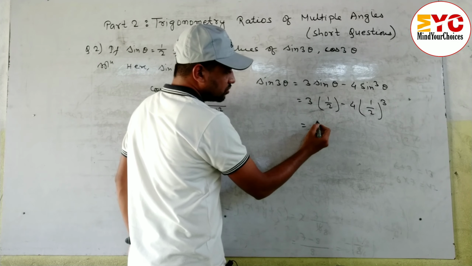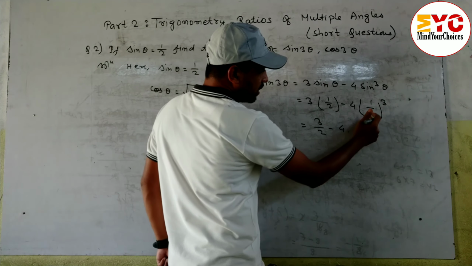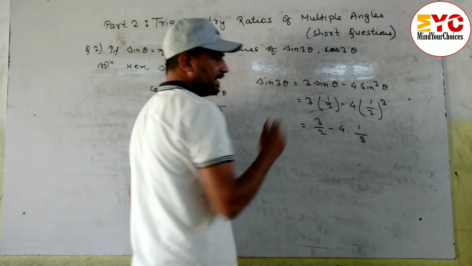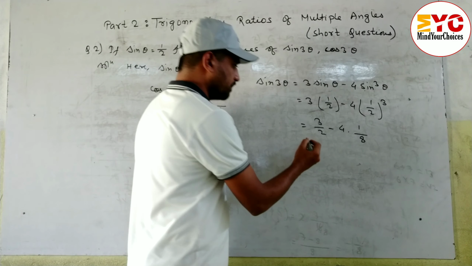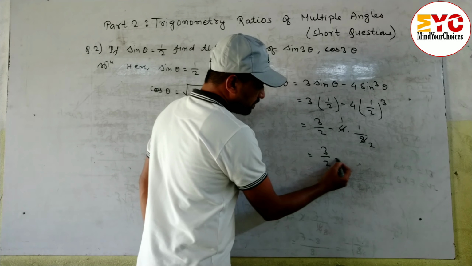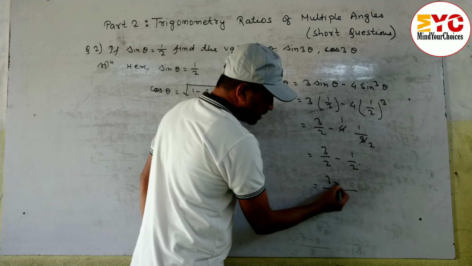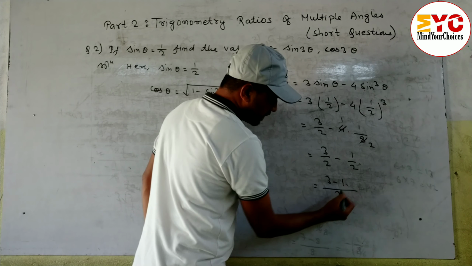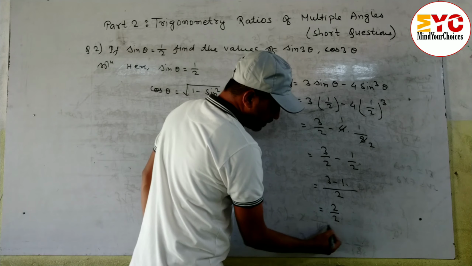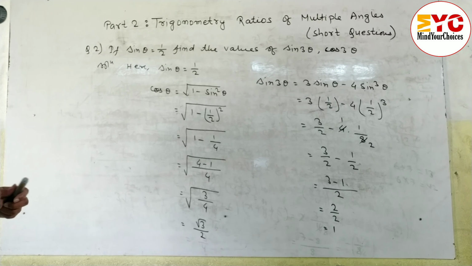3 into 1 by 2 means 3 by 2, minus 4 into 1 by 2 power 3 means 8, 2 into 2 into 2. 4 ones are 4, 4 twos are 8. So 3 by 2 minus 1 by 2. Taking LCM here, 2, 3 minus 1, 2 by 2 is equal to 1. So the value of sine 3 theta is 1.